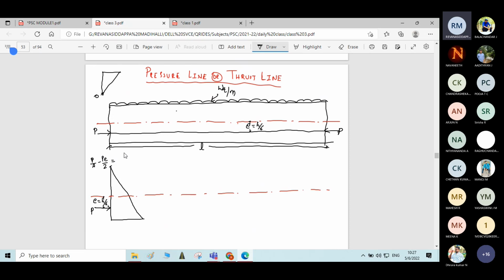Now, P by A. What is P by A? It is nothing but the area of the cross section. If you assume the beam has a rectangular section of width B and height h, the area will be B into h. So P by A is equal to P by BH, minus P into eccentricity. How much is the eccentricity? H by 6. P into h by 6, divided by Z.